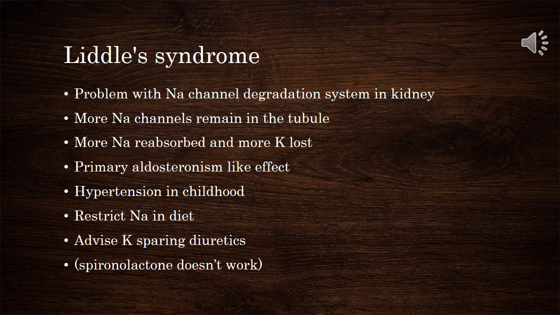So there may be metabolic alkalosis and low potassium levels in this case. Excess reabsorption of sodium and loss of potassium from the renal tubule is treated with a combination of a low sodium diet and potassium sparing diuretics, especially amiloride, it is extremely rare. And the other potassium sparing diuretic, which is spironolactone, doesn't work in this case.